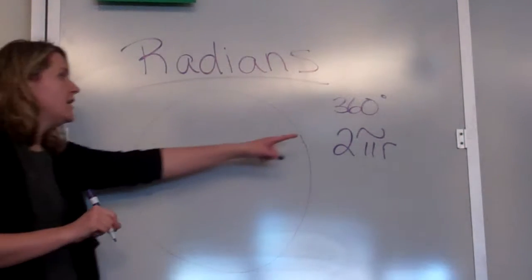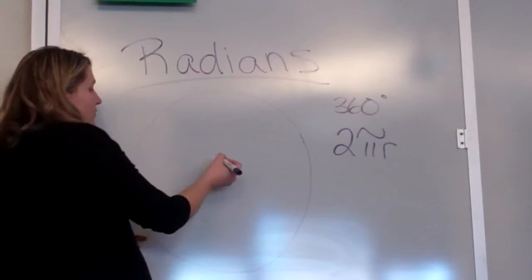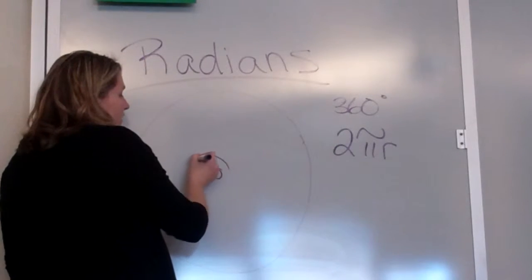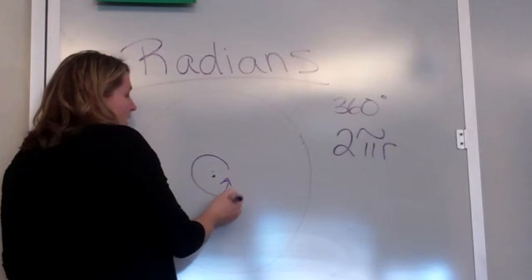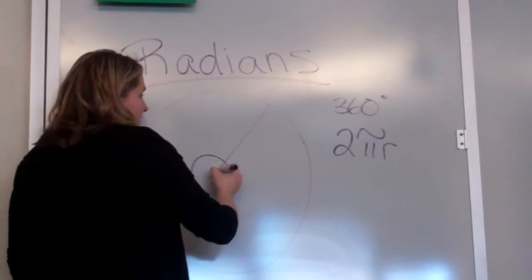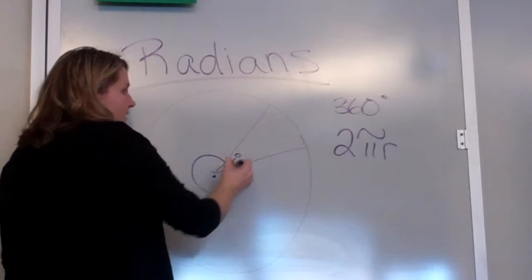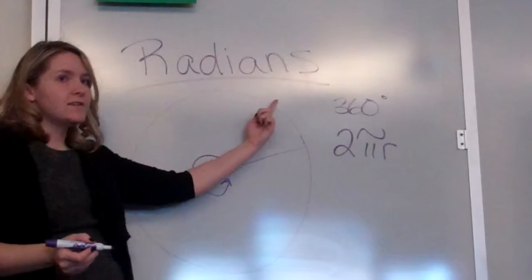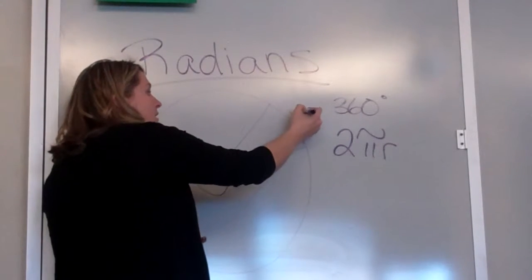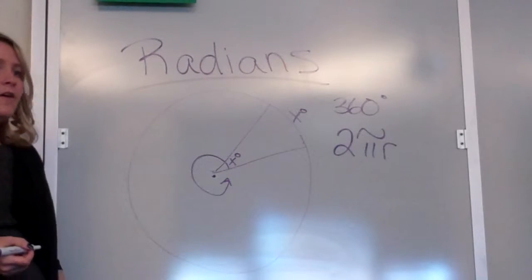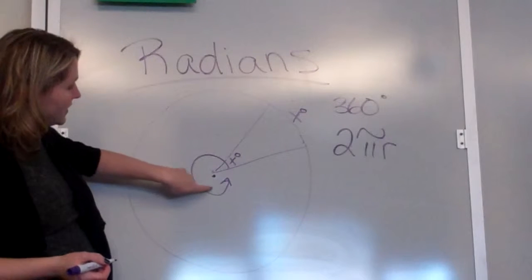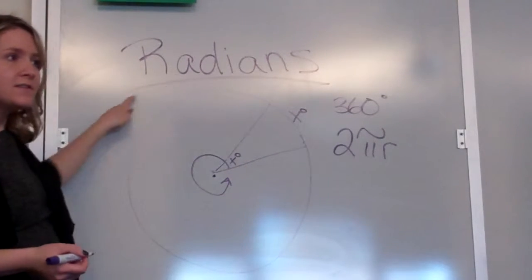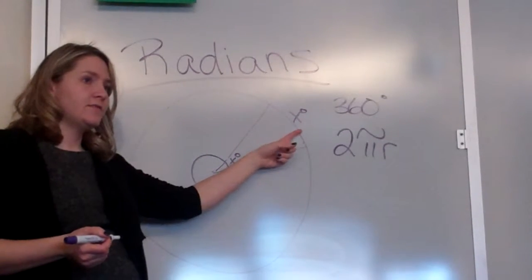Now, we talked about degrees going around this way. This is our center right here. Let's just say that this is x degrees. How many degrees is this? It's x degrees, right? They're the same. So if I know that going around here is 360, I know that this is a full 360 degrees. With me so far?